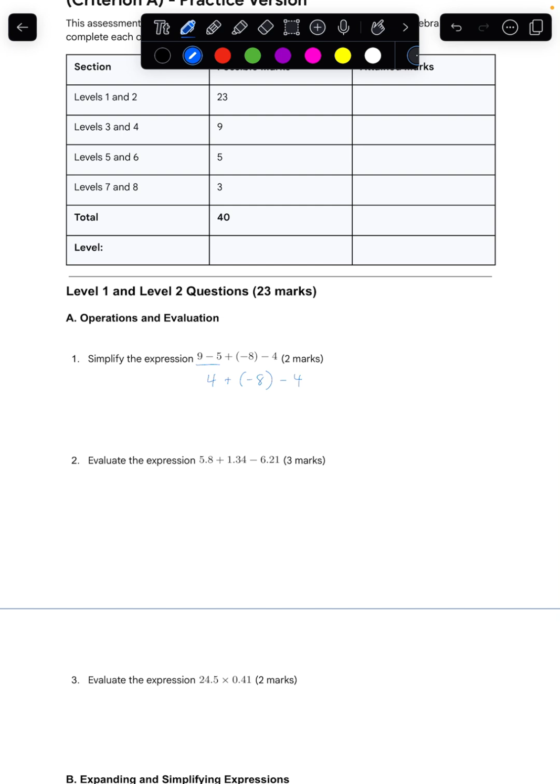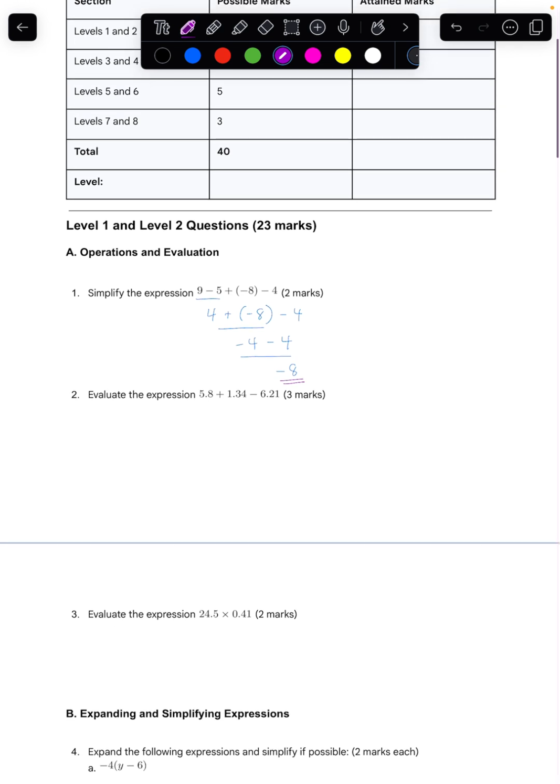The next problem is 4 plus negative 8. So if we're adding a negative, we're actually subtracting. So 4 plus negative 8 gives us negative 4. And finally, negative 4 minus 4 gives us negative 8. And our answer is negative 8.